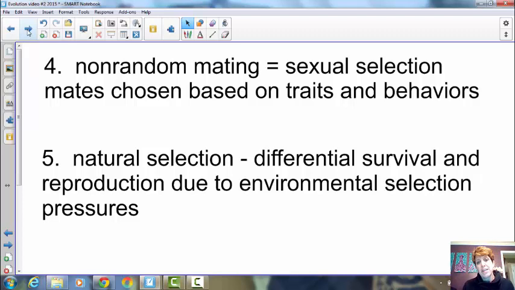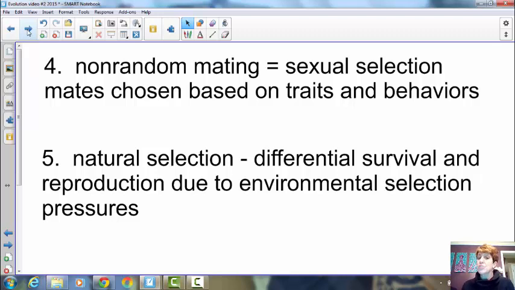All right, fourth thing and fifth thing here that cause evolution. The fourth is non-random mating. The fact that organisms often choose their mates based on traits and behaviors, that's called sexual selection. So sexual selection is going to lead to evolution because it's choosing traits. And those that are chosen are the ones that survive and reproduce and pass on the traits that they have.